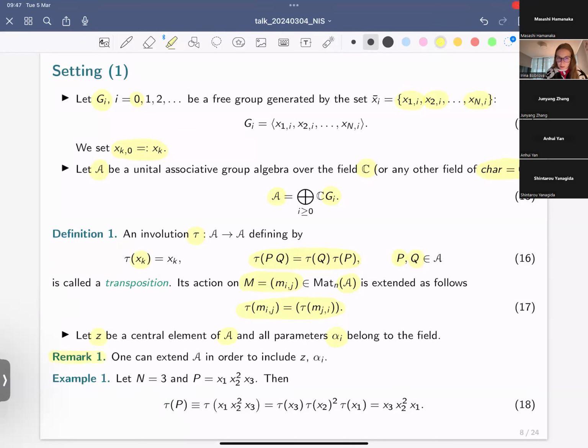And the first remark is just about the fact that we can include this element Z and all constant parameters alpha sub I to our algebra A, but we don't care about it now. In particular, when we have only three variables, x1, x2, and x3, and if we consider an element P of our algebra that is given by this monomial, then if we act on it by tau, we obtain the following result. We just permute the elements in this monomial by the rule 16.